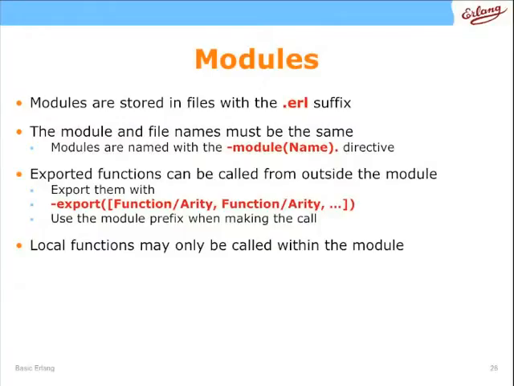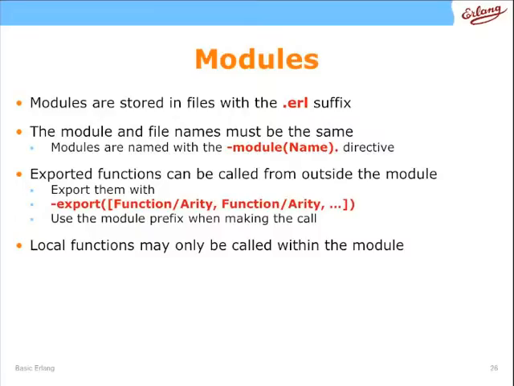Okay. So that's shown us how we define individual functions. Now what I want to talk about a bit is how those function definitions are put into files or modules. So Erlang modules have a .erl suffix, and it's expected that the name of the file and the name of the module are the same. And you find the name of the module in what's called a module directive inside the module itself. It usually comes at the start of the module.